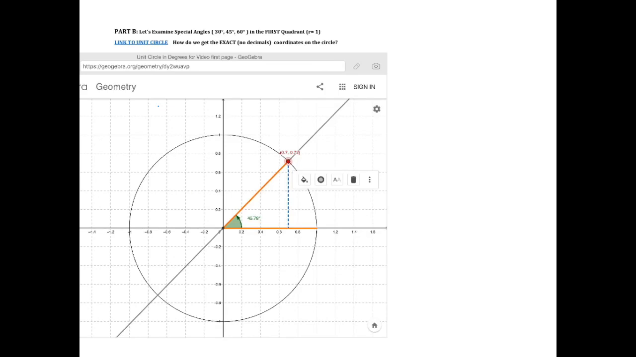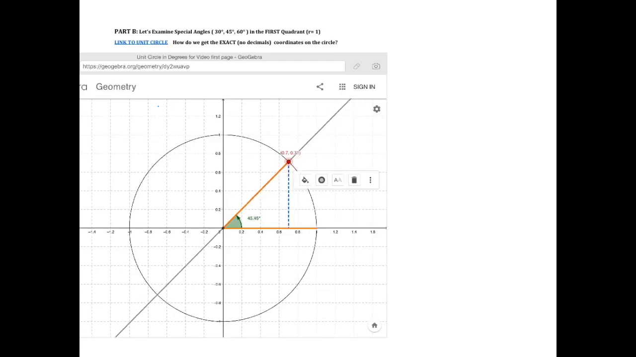So now let's start to calculate, from an algebraic approach, the x and y value of that red dot, depending on what angle we're going to start off with. Our goal is going to focus on 30, 45, and 60. So let's actually start with the 45-degree principal angle. Let's take this red dot and move it to where the principal angle is 45 degrees.